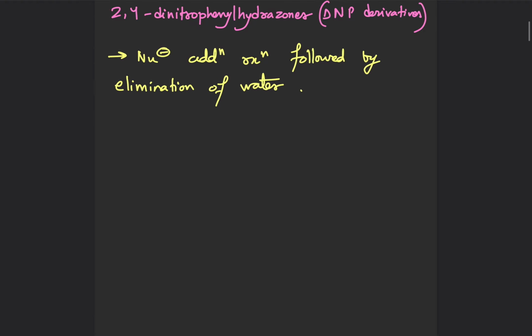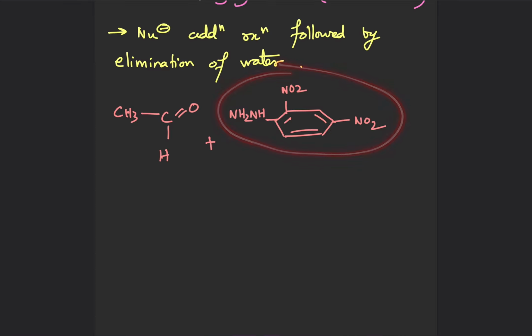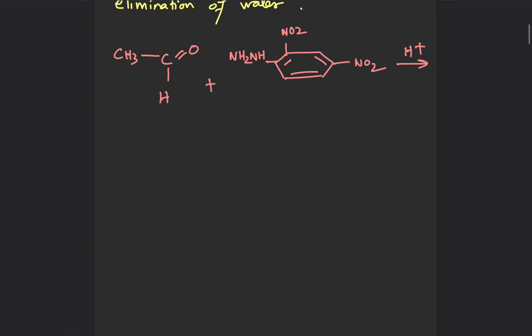Okay, so we'll see some examples. For example, let's take the case of an aldehyde, CH3CHO. This is ethanal, and it will react with DNP, which is 2,4-dinitrophenylhydrazine. The structure is a benzene ring, NO2 on the 2 and 4 positions, and NH and NH2. So this is our DNP. Whenever they react, it happens in acidic conditions. To get the product, we write down the partial charges.